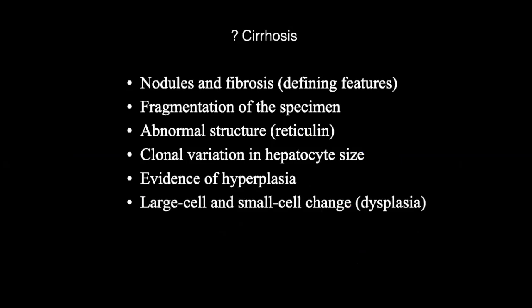Let us see the pictures now. Before that, the definition of cirrhosis: nodules because of fibrosis. It's a defining feature. In the biopsy, it will be very much fragmented. Abnormal structures can be identified with reticulin and trichrome. There may be clonal variation in hepatocyte size, and evidence of hyperplasia. There may be some clusters of large cells and small cells that raise the controversial terminology dysplasia or hepatocellular carcinoma in situ. These are controversies; I am not going into them.